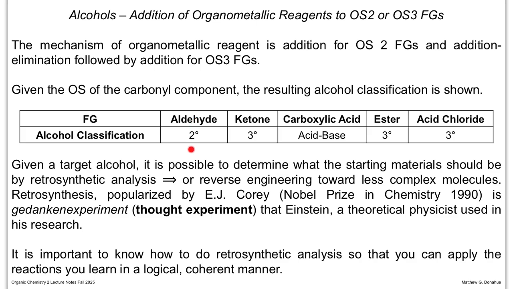An aldehyde will always produce a secondary alcohol. A ketone will always produce tertiary. You start with a carboxylic acid, you will never produce an alcohol because it's going to react with the acidic OH first. So we call that a quench. So you either have to start with an ester or an acid chloride, and those produce tertiary alcohols. Typically, you'll know if you started with one of these because 2 of the substituents will be the same.